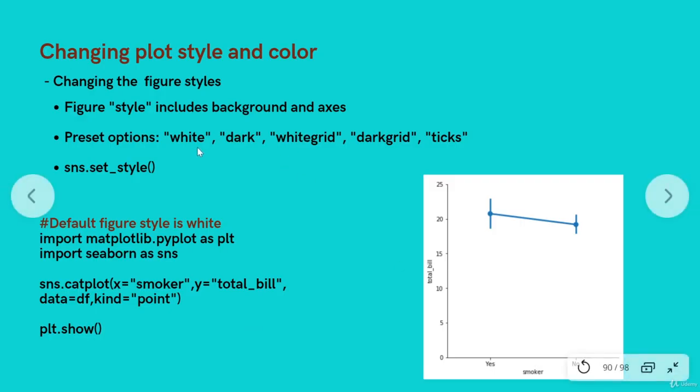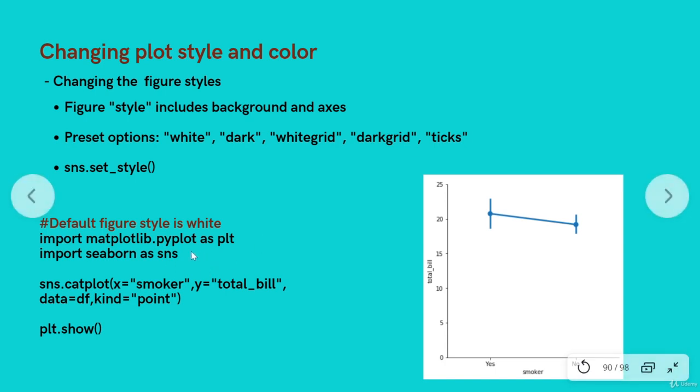And now we come to what is known as changing the plot style and the color. So you can change the figure styles as per your requirement, which includes the background and the axis as well. The options which are there in the Seaborn library are white, dark, white grid, dark grid, and ticks. So you have to use the function sns.set_style if you want to change the plot style.